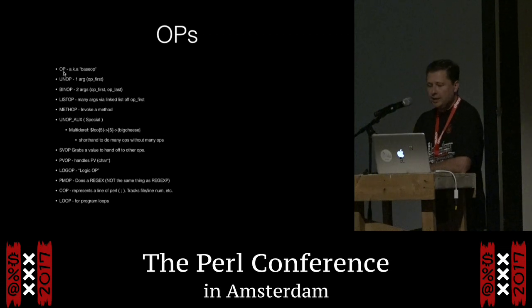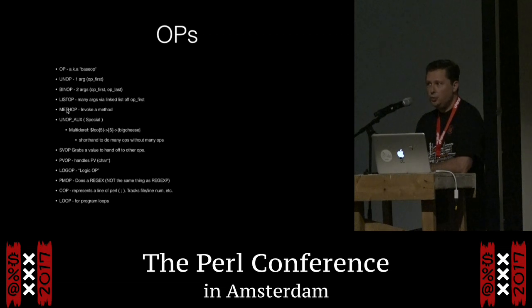You have your op, or it's also called a base op. I'm not actually clear how it's used because most of the time I see it in a tree. It's kind of at the base and it doesn't do anything. Then you have unop. The other thing about an op is it doesn't take any arguments. You have an unop, which only takes one argument, a binop, which takes two arguments, and then a listop, which could take any number of arguments. You have a methop.